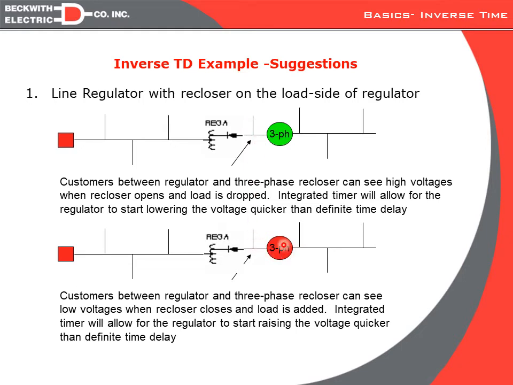Likewise, when we pick the load back up, when we close in and we pick up all this load, these customers in between can experience a low voltage. So in this case, we know that we can have the possibility for voltage swings due to the operation of the recloser downstream, and we would therefore want to possibly look at an inverse time versus a definite time.